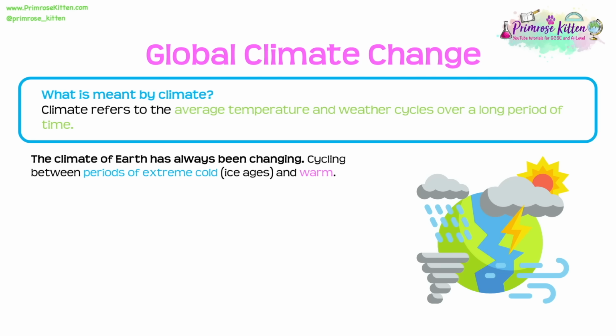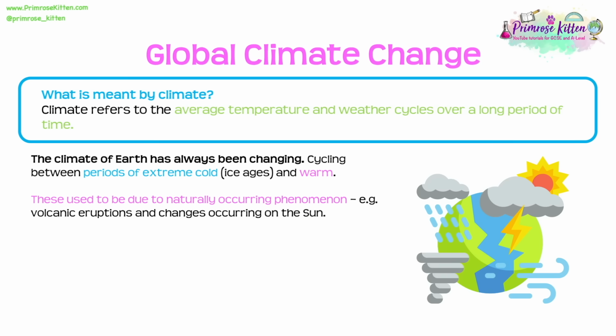The climate of Earth has cycled between periods of extreme cold, which are the ice ages that have happened in the past, and also warm periods as well. Now, these used to just be naturally occurring phenomena. They could have been caused by things such as volcanic eruptions and changes that are occurring on the sun.